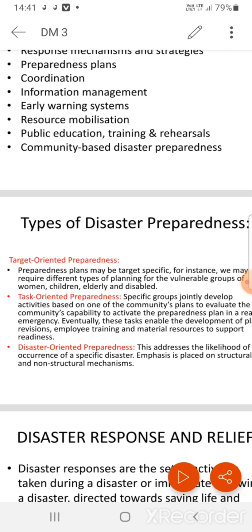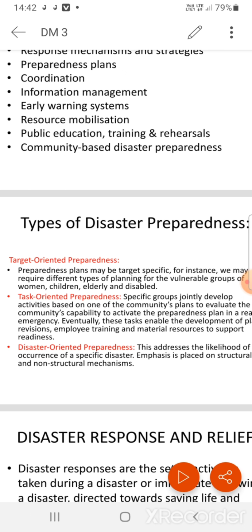That is target-oriented preparedness. Next is task-oriented preparedness. That is, we are concentrating upon specific activities, certain tasks to prepare ourselves against disaster. So specific groups jointly develop activities based on one of the community's plans to evaluate the community's capability to activate the preparedness plan in a real emergency. So in a particular emergency situation, what is to be done in the initial phase and how the activity should be developed or unfolded during the situation is a kind of preparedness that groups make.